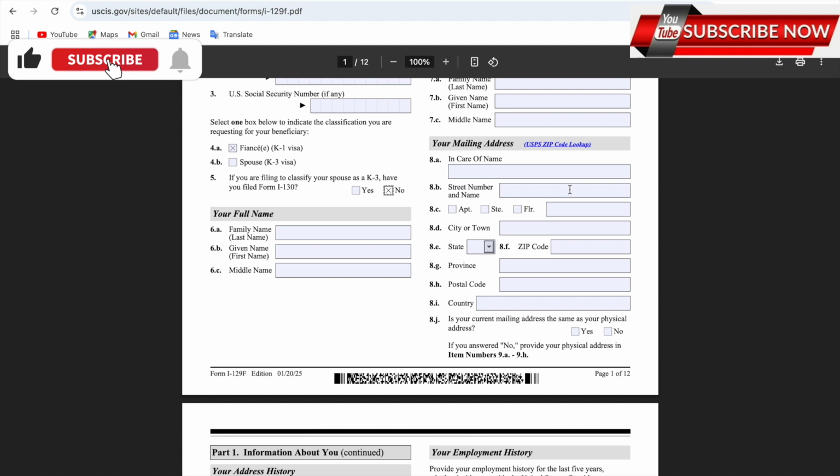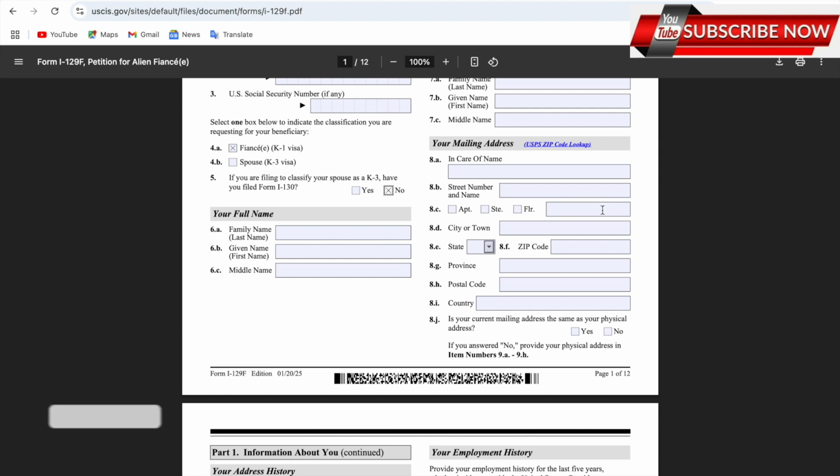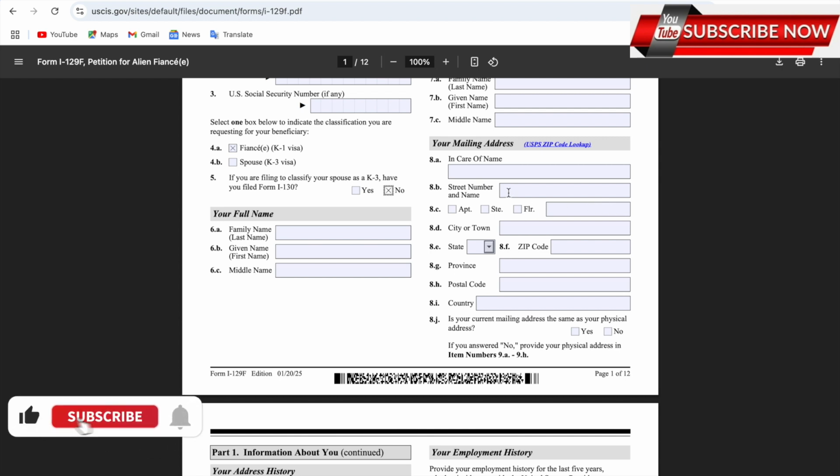And it says your mailing address. So you put in your mailing address. In care of: if you are living under someone, probably you just moved to a friend's place or something, and you have not changed your address, in care of, you put the person's name over here and you put in their address. Or if you're on your own, you put in your address over here. This is not necessarily needed. So your street number and name, you put in your address. If you live in an apartment, you put it there. If you live on a floor, you put it over here. If you live in a house, probably you don't need an apartment number and all that.